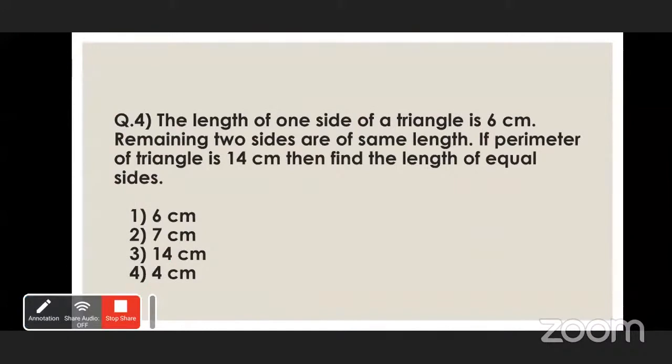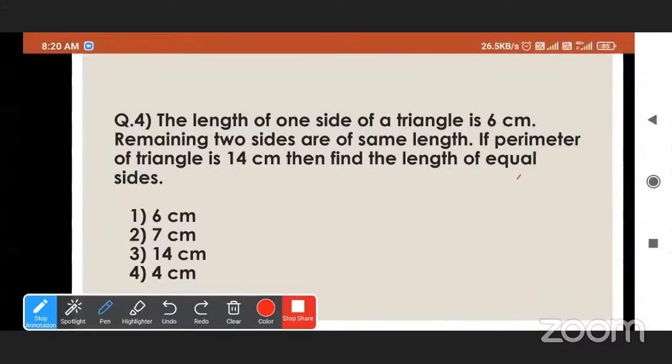Now read the question number 4. The length of one side of a rectangle is 6 centimeter. Remaining two sides are of same length. If perimeter of rectangle is 14 centimeter, then find the length of equal sides. See, it is not rectangle, it is triangle. The length of one side of a triangle is 6 centimeter. Remaining two sides are of same length. If perimeter of triangle is 14 centimeter, then find out the length of equal sides.